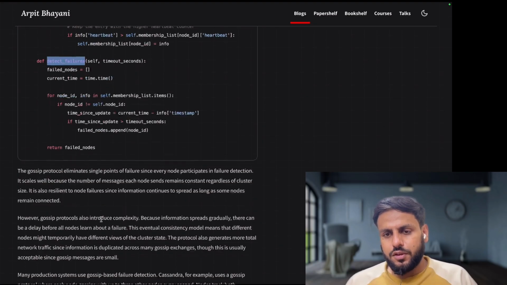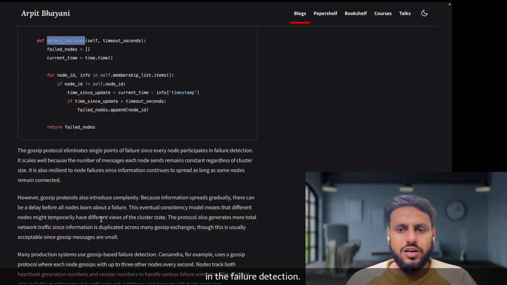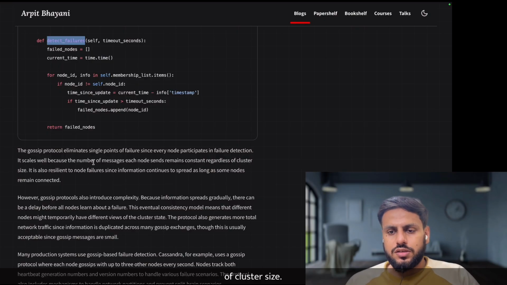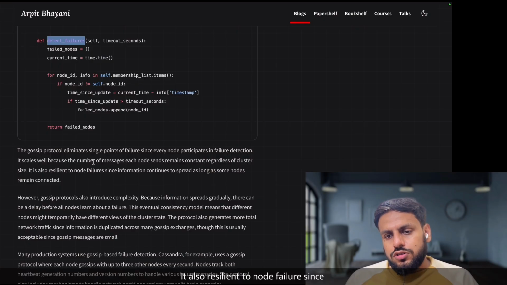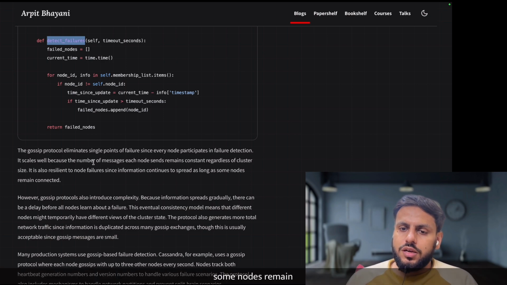The gossip protocol eliminates a single point of failure since every node participates in failure detection. It scales well because the number of messages each node sends remains constant regardless of cluster size. It is also resilient to node failure, since information continues to spread as long as some nodes remain connected.